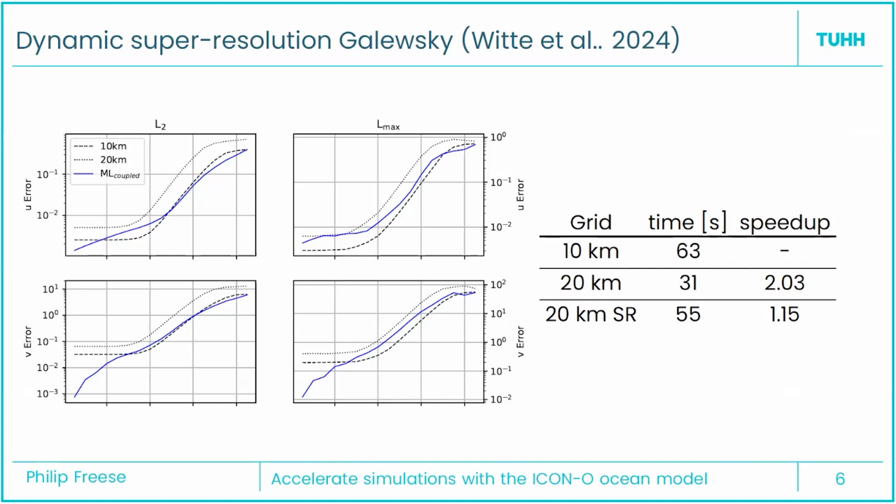Then on the right, I just wrote some preliminary numbers. I want to emphasize this has all been done on CPUs and actually with no parallelization in the ML model, so these numbers will definitely get better. But we are already better than the 10 kilometer in terms of time. So there is already a speed up, in quotation marks, without losing accuracy, okay? So this is the dynamic super resolution approach that we took, okay?